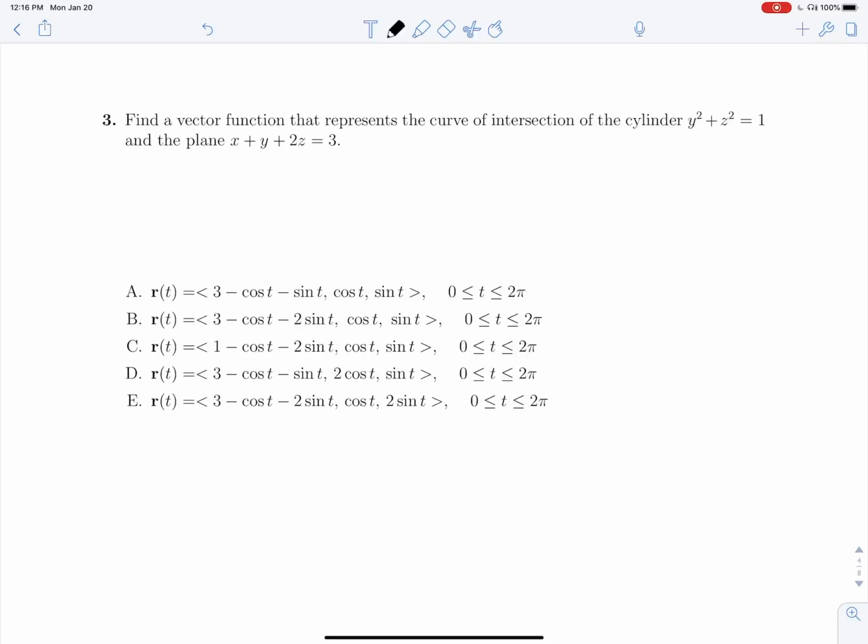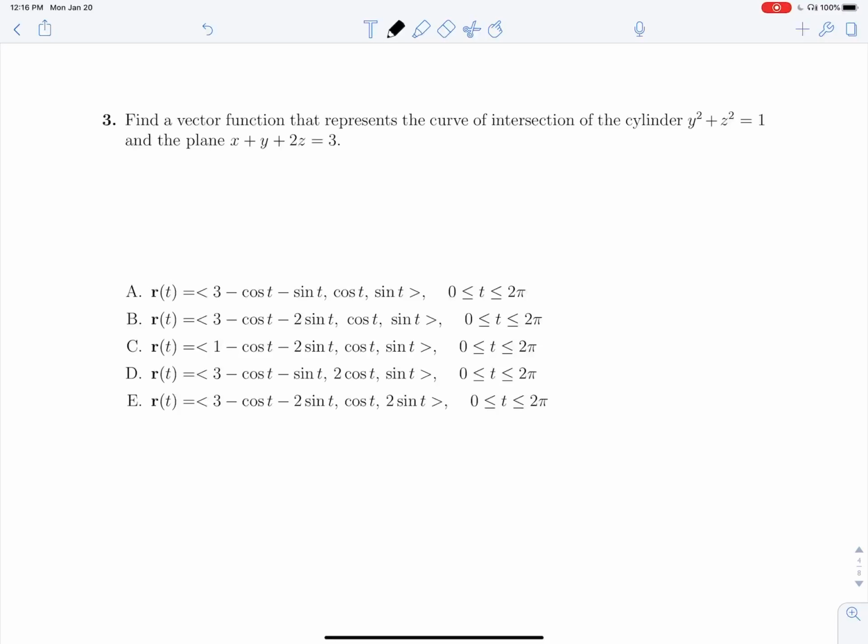Let's find a vector function that represents the curve of intersection of that cylinder and this plane. This question is the reason that I put this exam off. This is one of the last ones that I've done, just because up until this morning, I really didn't have a good explanation for why this one worked the way it did. But now I do. So let's see how it goes.